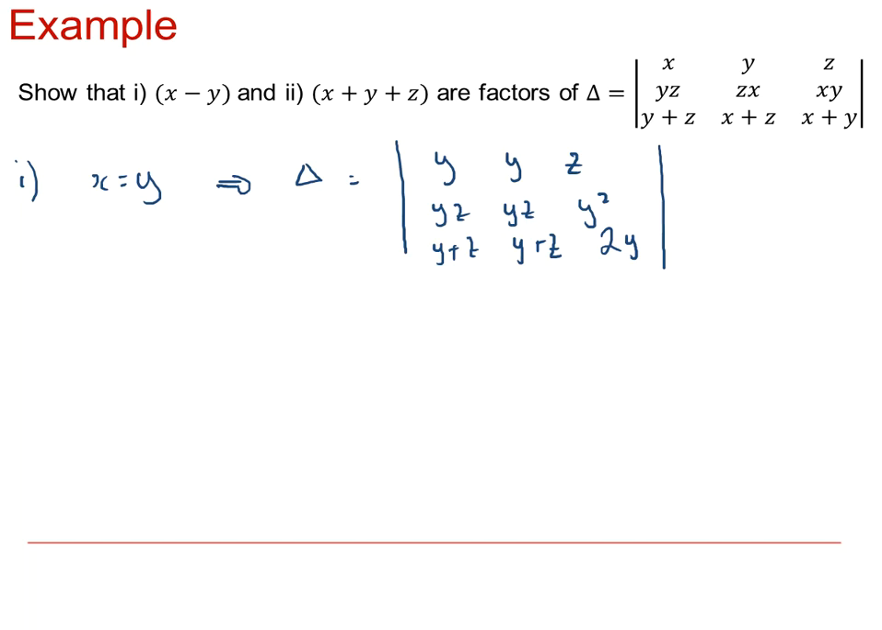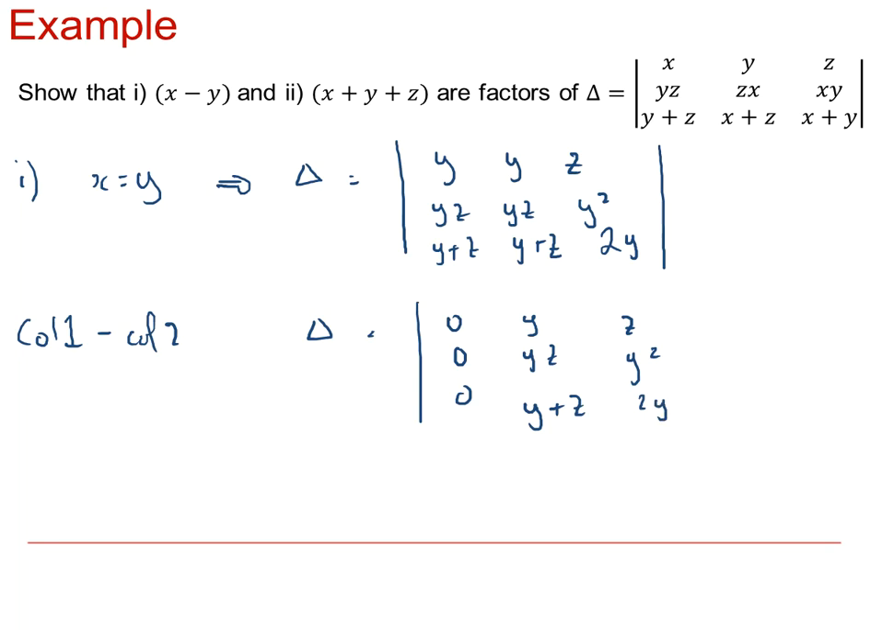Clearly the first two columns are equal to each other, so if we now take column 1 and subtract from it column 2, then delta becomes 0, 0, 0 in the first column, and obviously the other columns remain the same. But once we've got a column equal to zeros, then that means that delta must be equal to 0, and hence we have that x minus y is a factor.